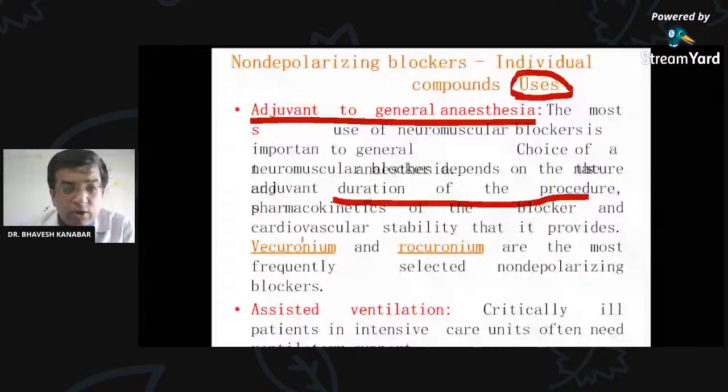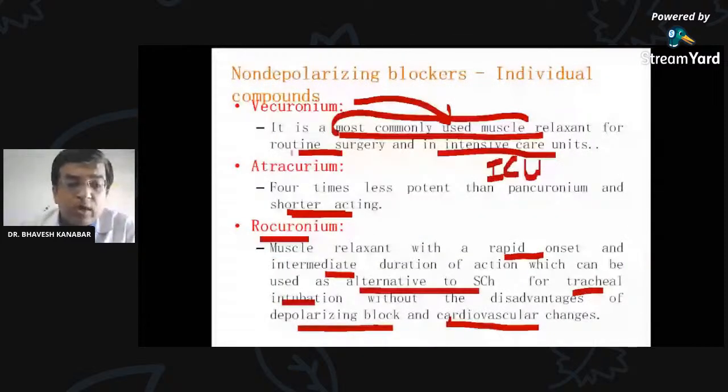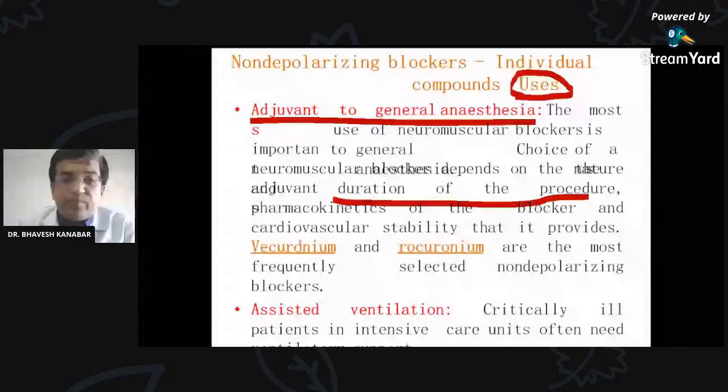Previously, it is also mentioned. So the most commonly used non-depolarizing blockers are rocuronium and atracurium. Most importantly, the main use is only one: in general anesthesia, these muscle relaxants are used.